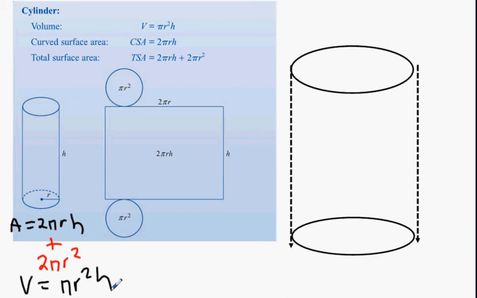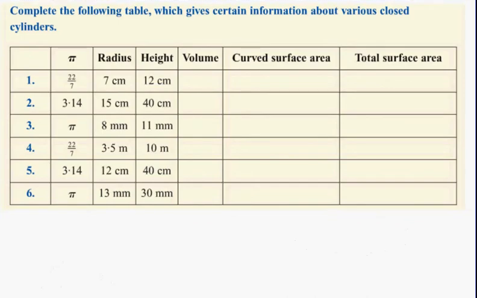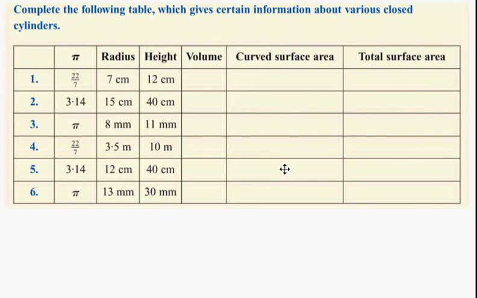Okay. So look at these questions here. They're basically asking you to complete the following, which gives certain information about closed cylinders. What does closed cylinders mean? Emphasis on closed cylinders as opposed to open cylinders. There's two circles, top and bottom, as opposed to just one circle. Okay, so we'll just take one of these questions. I think that's all you'll need. I'll take the one with 22/7 in it.